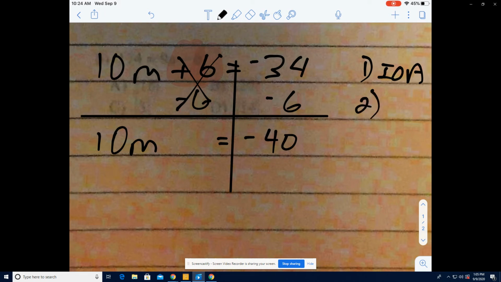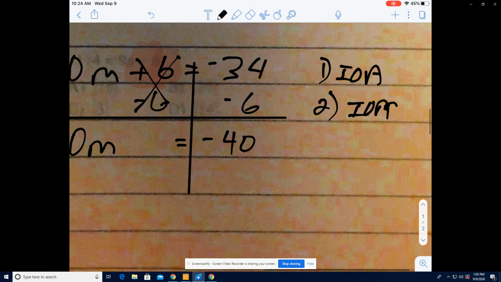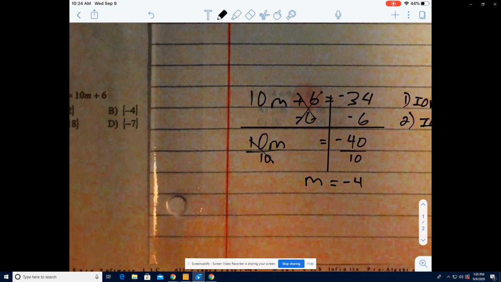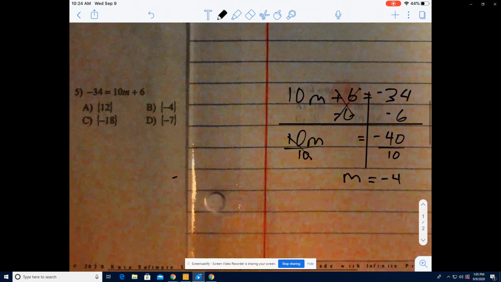Step 2 is I want to do the inverse of multiplication, because 10 times m equals -40. I want to undo that, so I'm going to divide by 10 on both sides. And the 10s are going to cancel. M is going to drop down. -40 divided by 10 is -4. And then it is a multiple choice, and I'll see that B is -4.